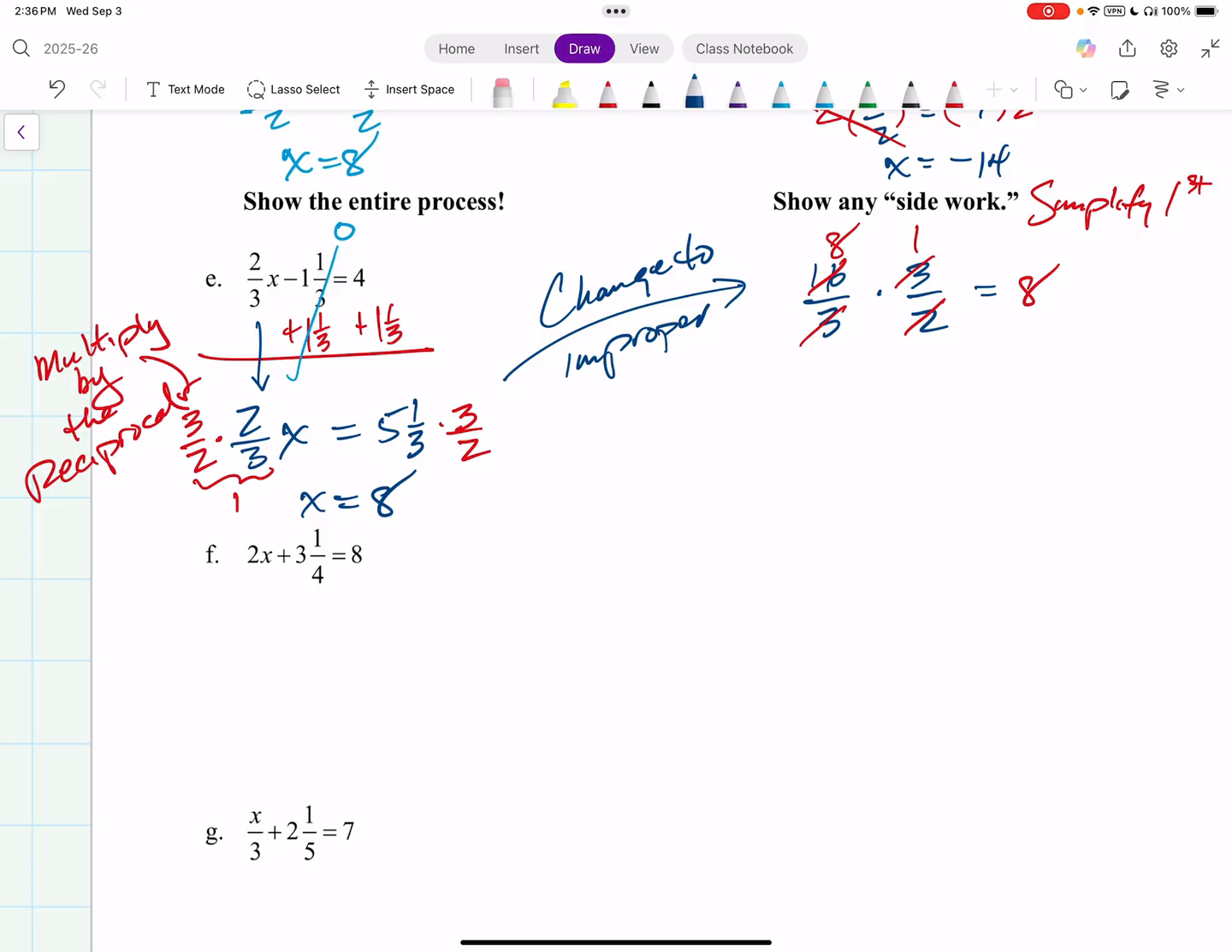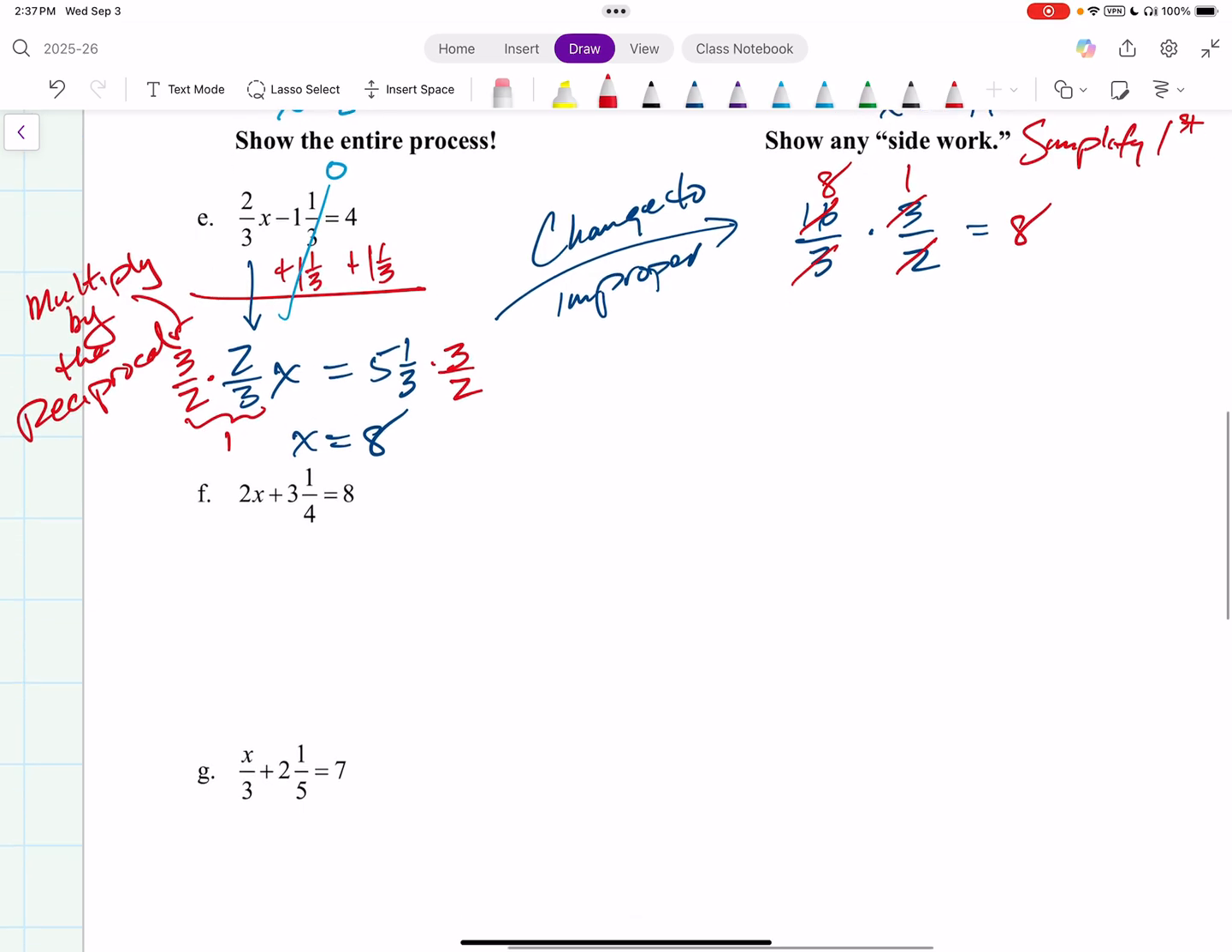All right, back in the day, you might have called that cross-canceling, but it's just called simplifying. It's actually division. 3 divided by 3 is 1. You're dividing by the number in the denominator. 16 divided by 2 is 8. 8 times 1 is 8. There we go. Next one here, we got 2x plus 3 1/4 equals 8.